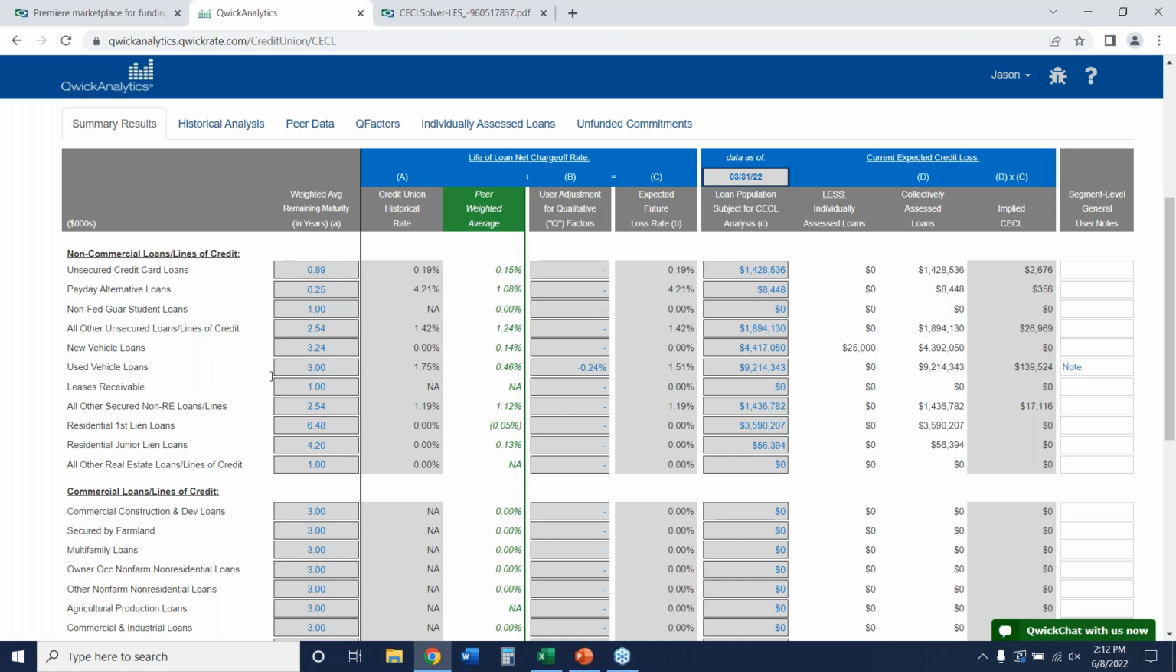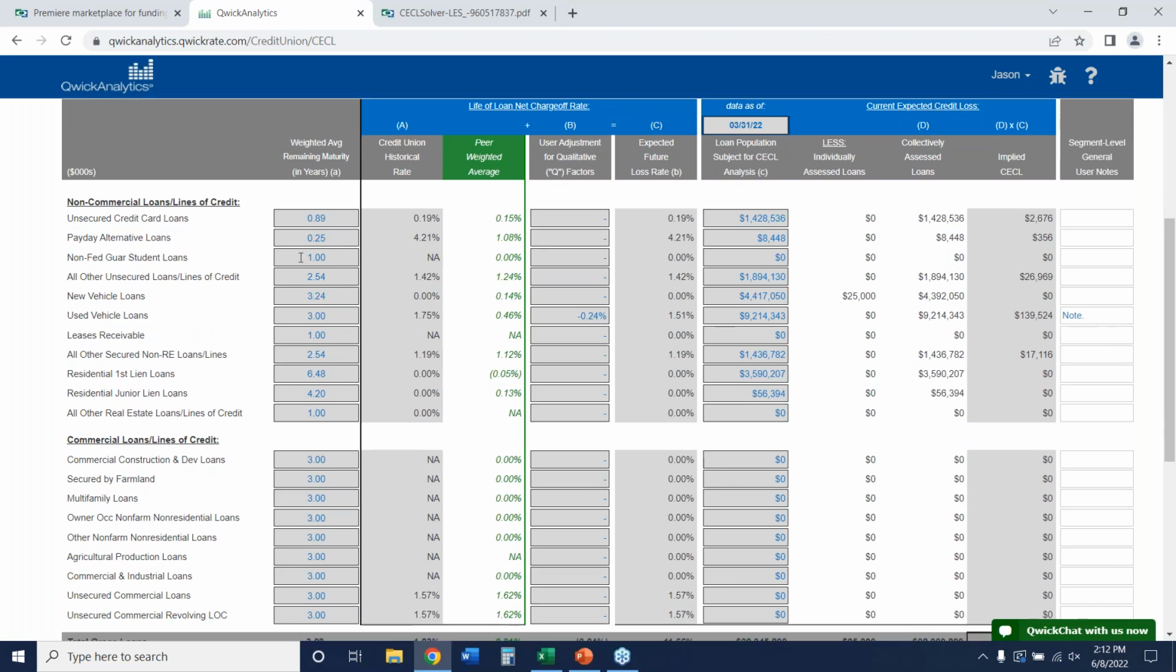I plugged in some other WARMs here, and these are going to be pretty close to what the real numbers are. 0.89, a little short, for credit cards. Payday loans are very short, typically a duration of less than 6 months. Typically, the average is closer to about a quarter, about 3 months. They have no student loans. Here, we have all other unsecured loans and lines of credit. How about 2.5 years now?